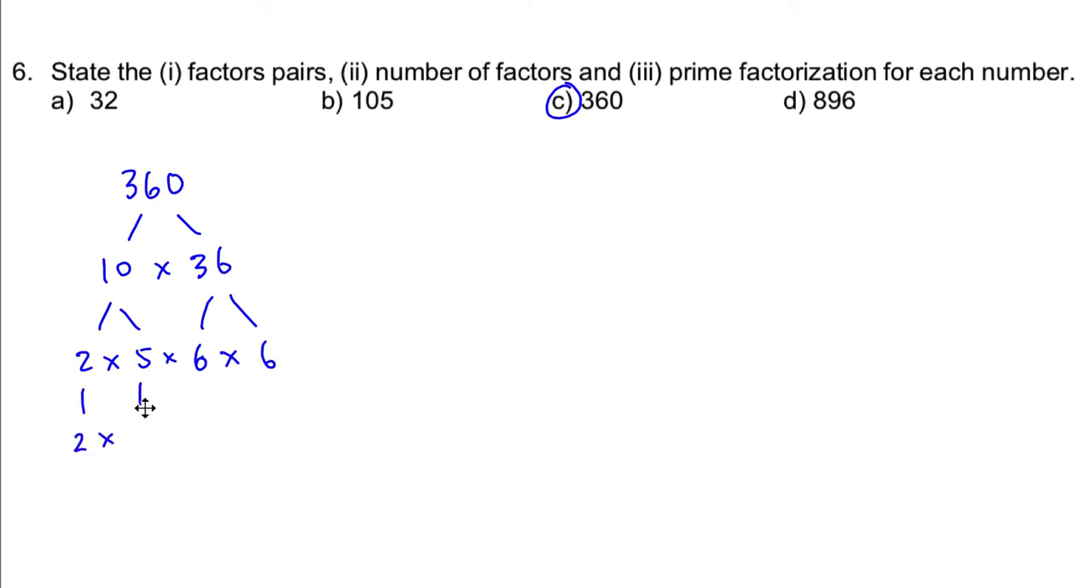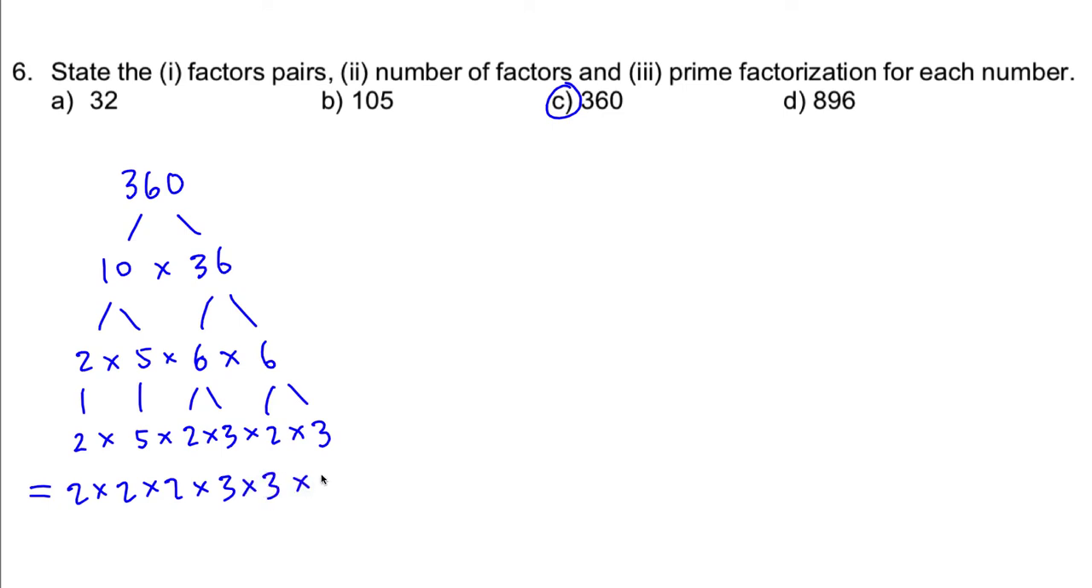Now 2 is prime and 5 is prime, but the 6's are not prime, so we have to factor that into prime numbers. And here we start to see repeats of numbers, so I'm actually just going to reorganize this so that the smallest numbers are first. 1, 2, 3 2's together, 2 3's together, and 1 5 all together.